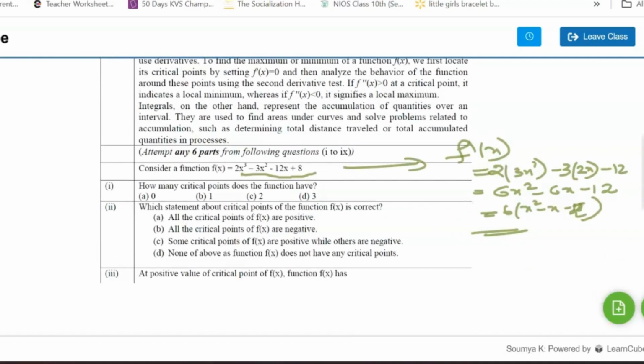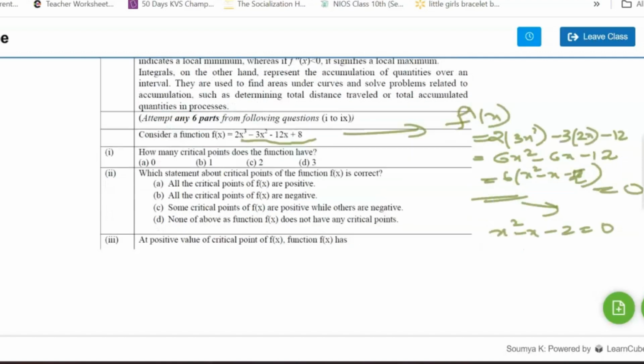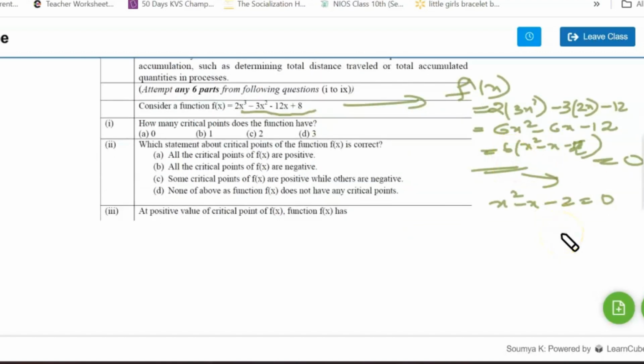Now for the critical point, substitute f dash x equal to 0. In that case, x square minus x minus 2 is equal to 0. Solve this using the factorization method or another method. In that case, you need two numbers whose product is 2, and after subtracting, you have to get minus 1. So x square minus 2x plus x minus 2 equal to 0. So x of x minus 2.